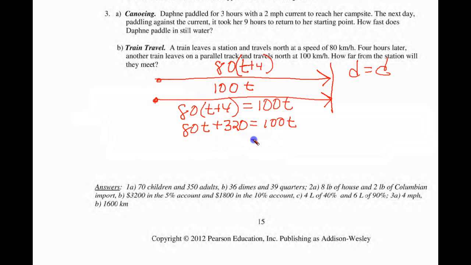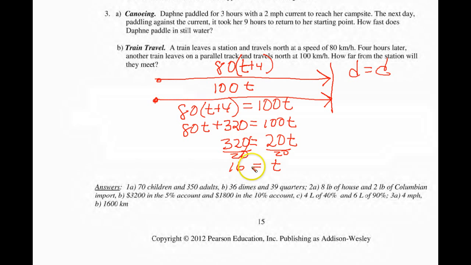I'm going to subtract the 80t from both sides. We get 20t equals 320 and divide both sides by 20. We get t equals 16 hours.